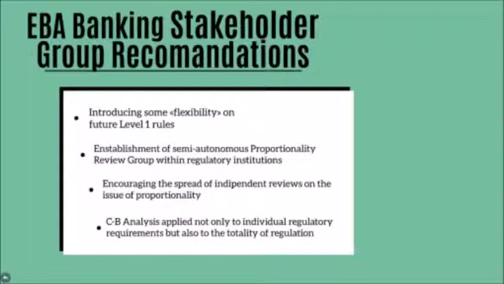Some recommendations have been made by the EBA banking stakeholder group in order to contribute to an extensive and efficient application of the proportionality principle. Here is a list of the more important ones, according to our opinion. First, more flexibility on future level 1 rules should be introduced in order to adapt the legislation to particular cases. Secondly, regulatory institutions should promote the creation of ex-ante and ex-post review groups. Ex-ante by creating semi-autonomous review groups within regulatory institutions, and ex-post by encouraging the spread of independent and private review groups. Finally, cost-benefit analysis should be applied considering the totality of the regulation and not only individual regulatory requirements.